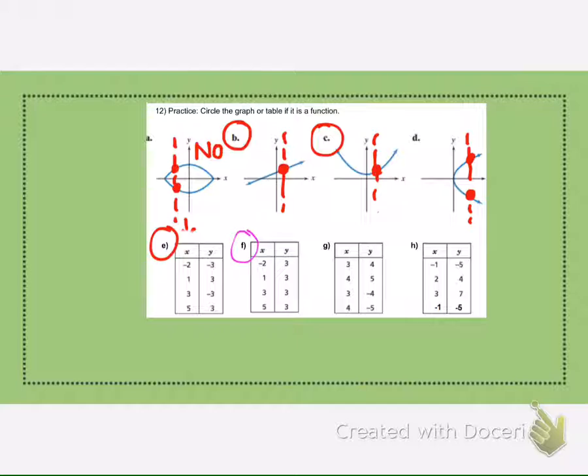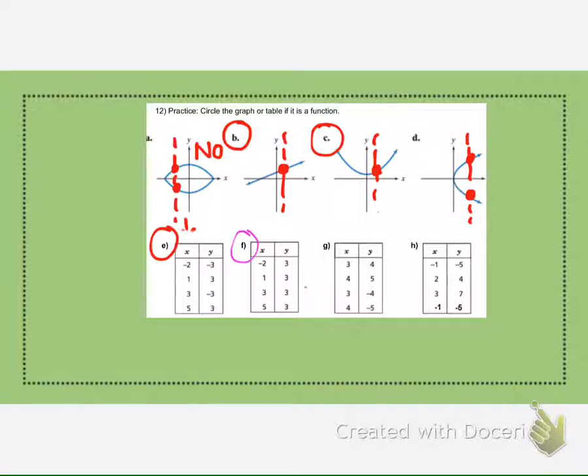Now if we take a look at g, it is not a function because when x is 3, it has two different y values. So if we were going to draw a picture of this, when we go to 3, it's going to have a point up here at 4, and it's going to have a point down here at -4. So if we draw a vertical line, it's going to hit twice when x is 3. So g is not a function.